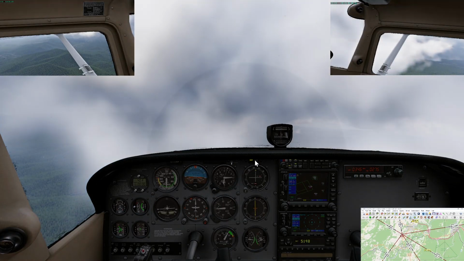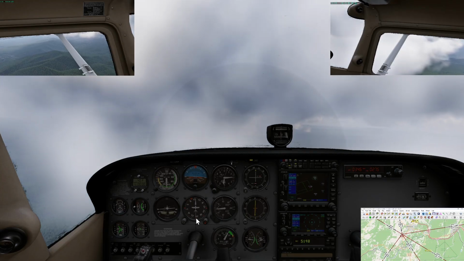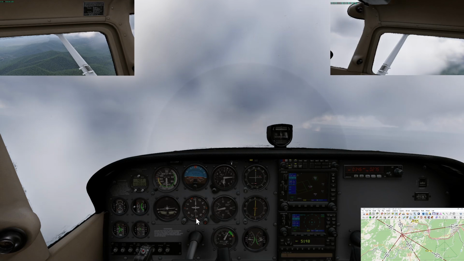Well, where's 310 on our heading indicator? I'll be damned, it's a reciprocal. It's the same thing as we had there, but we had to look at the reciprocal.